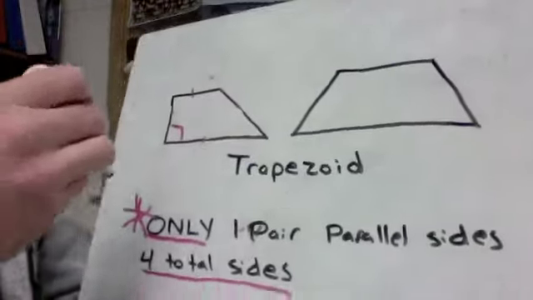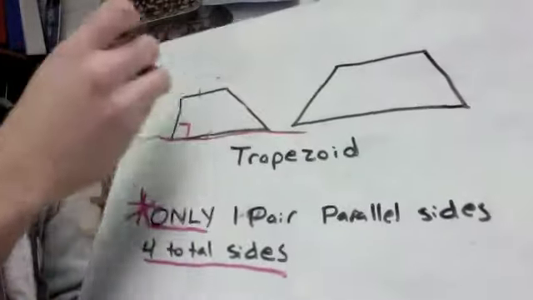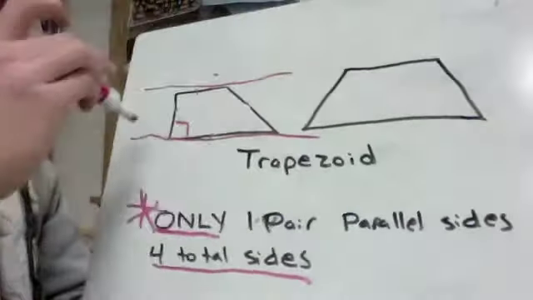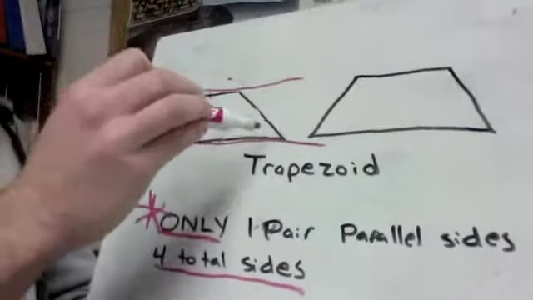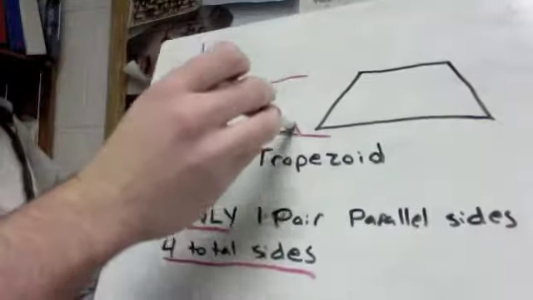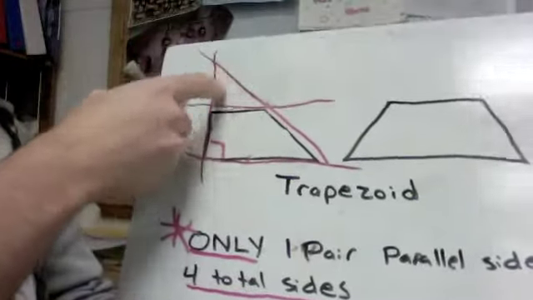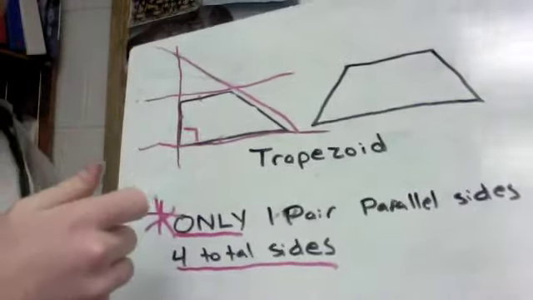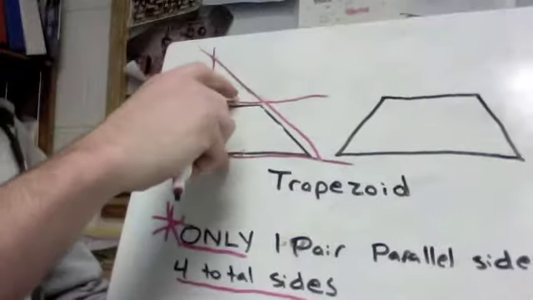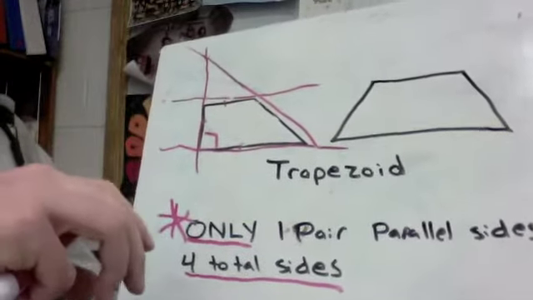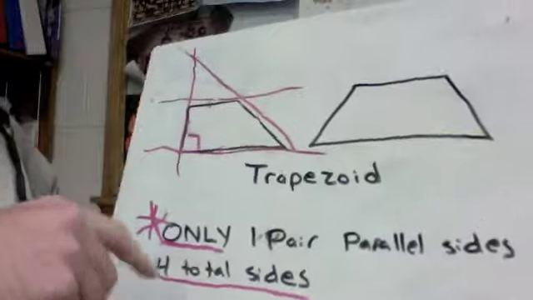So if you look at this one, this side would be parallel to this side. They're never going to touch if they just keep going. Now, these two here cross right there. So that is not parallel, which is good for a trapezoid because it can only have one pair of parallel sides, not 2. If it's got 2, it's a parallelogram.